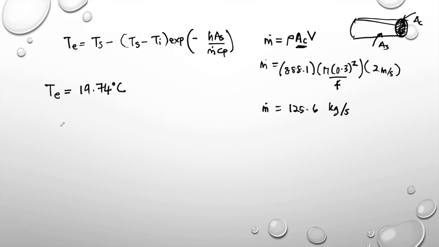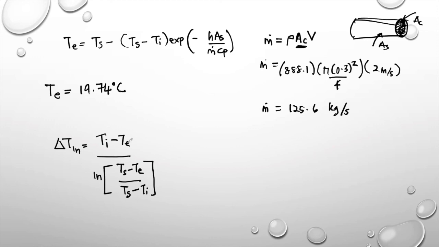Okay, then from here, substitute all the values into delta T log mean. So we have Ti minus Te divided by ln of Ts minus Te divided by Ts minus Ti. So substitute into this equation, and then you will get that delta T log mean is negative 19.87 degrees Celsius.